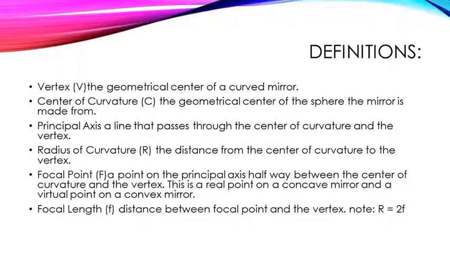The focal point, f, is a point on the principal axis halfway between the center of curvature and the vertex. This is a real point in a concave mirror and a virtual point in a convex mirror. And the focal length, f, is the distance between the focal point and the vertex. Note, r, the radius of curvature, equals 2f, 2 times the focal length.